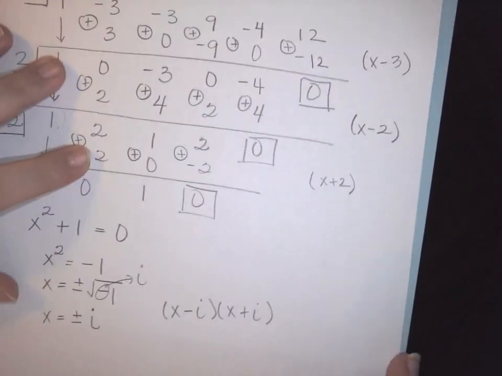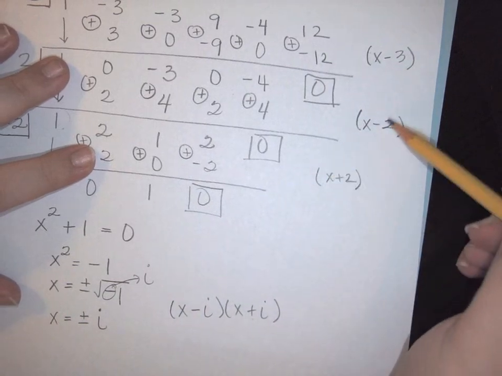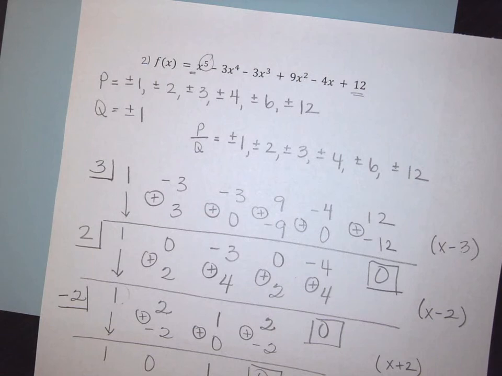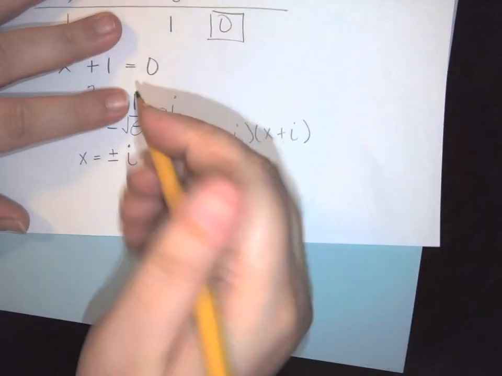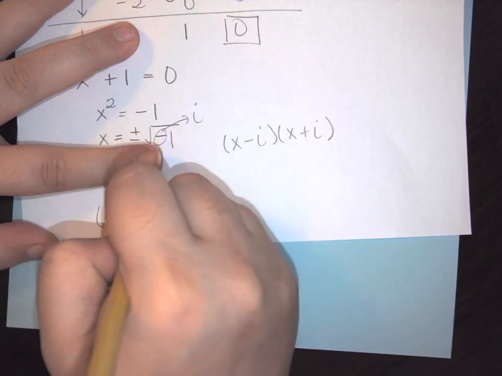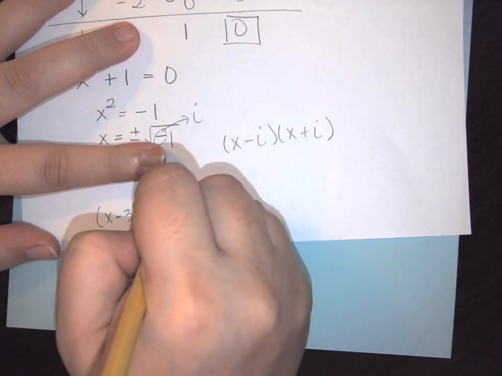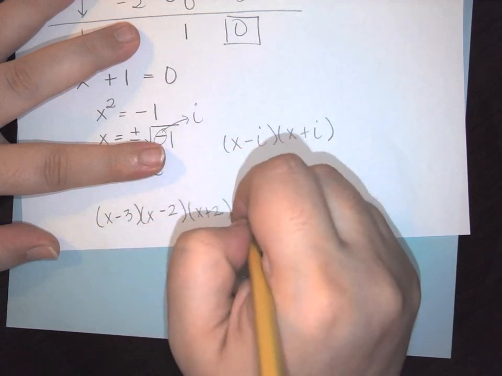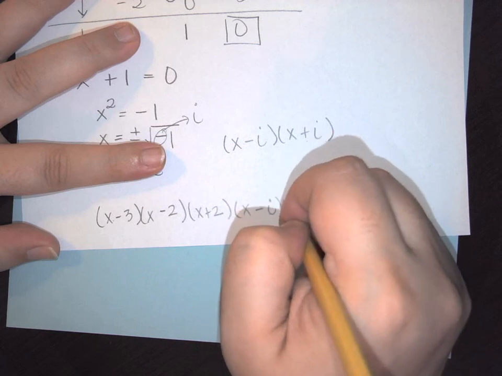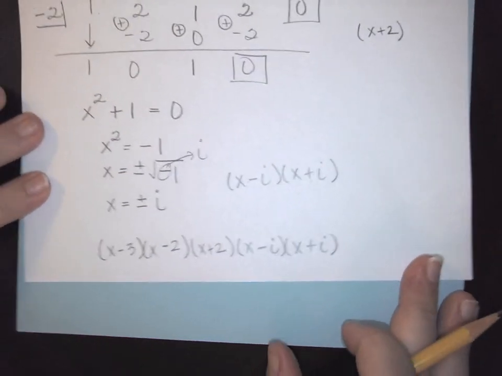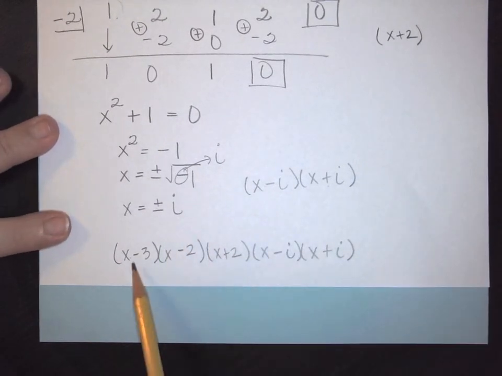So if we look at it, I have 1, 2, 3, 4, 5. My degree was 5. It meant 5 factors. So therefore, my factors will be x minus 3, x minus 2, x plus 2, x minus i, x plus i. And yes, for the most part, you are being asked to write them all separately.